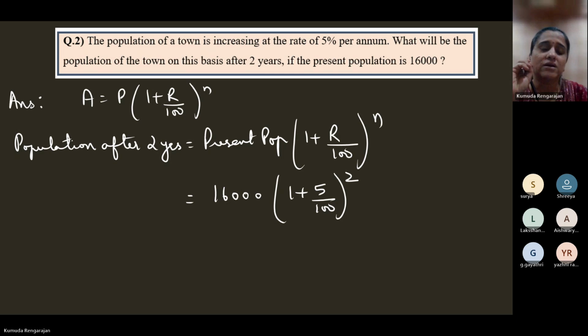And A is the one which is ahead of time. So here the two things are present population and population after 2 years. So after 2 years is ahead of the present population, right? So population after 2 years is the amount and the present population is the principal.